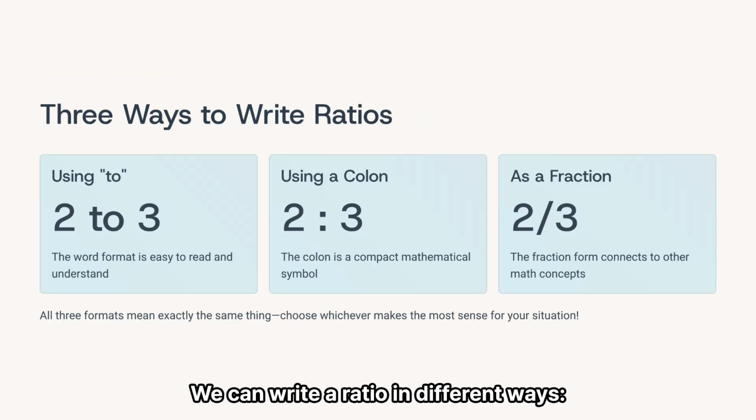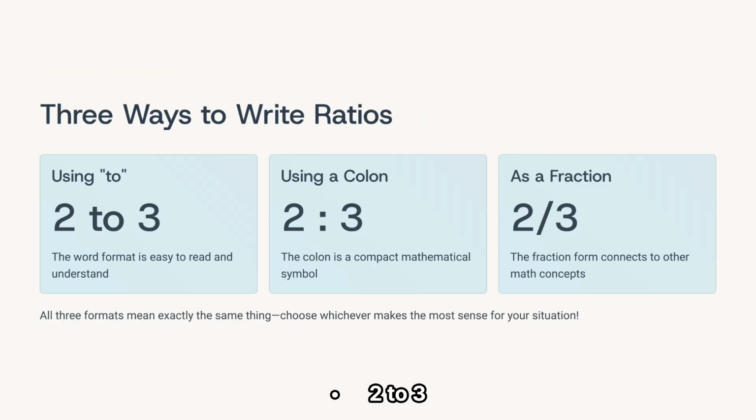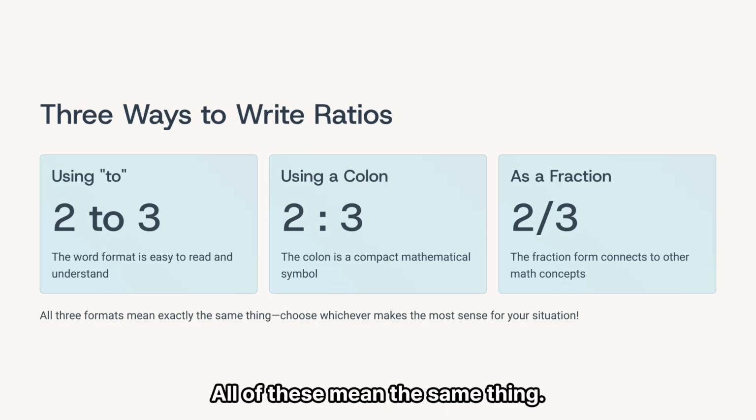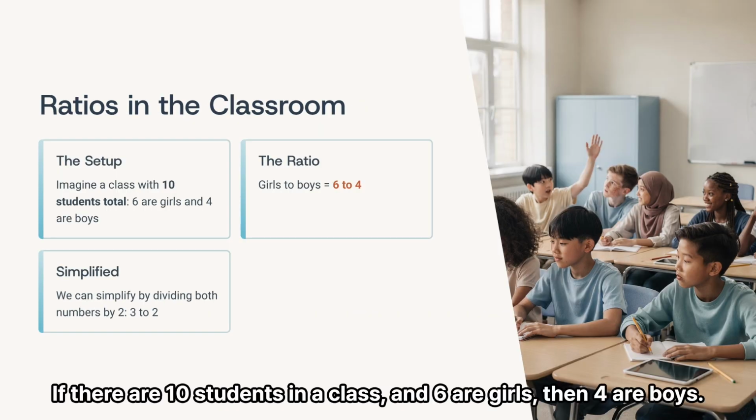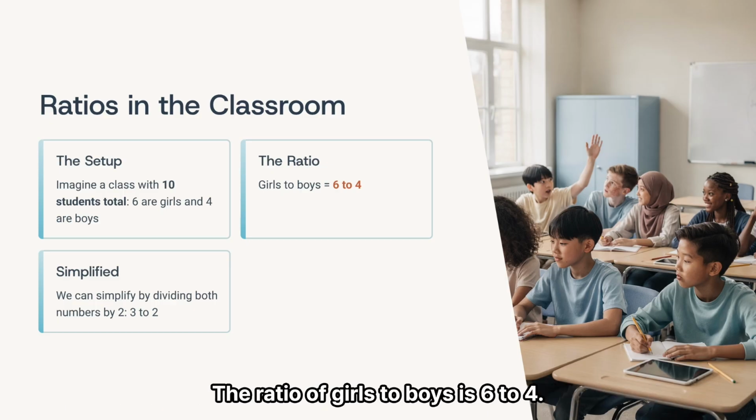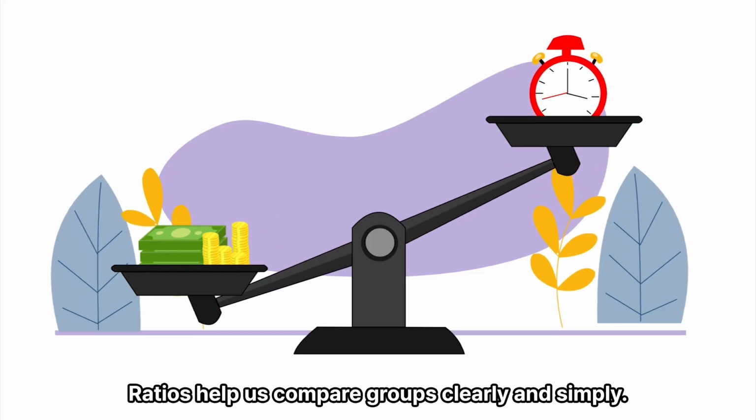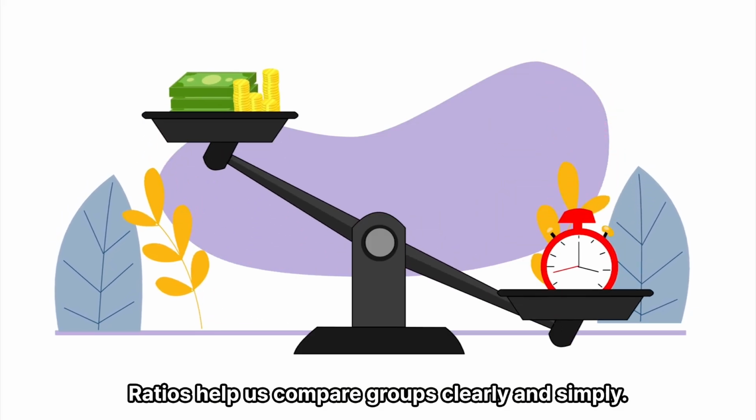We can write the ratio in different ways. 2 to 3, 2:3 using a colon, 2 over 3. All of these mean the same thing. Here's another example. If there are 10 students in a class and 6 are girls, then 4 are boys, the ratio of girls to boys is 6 to 4. We can also simplify ratios. 6 to 4 becomes 3 to 2. Ratios help us compare groups clearly and simply.